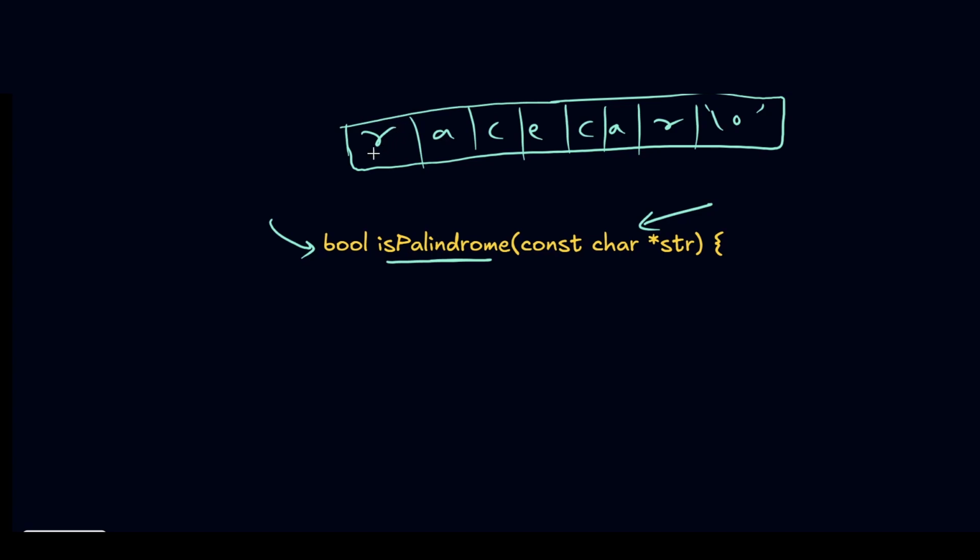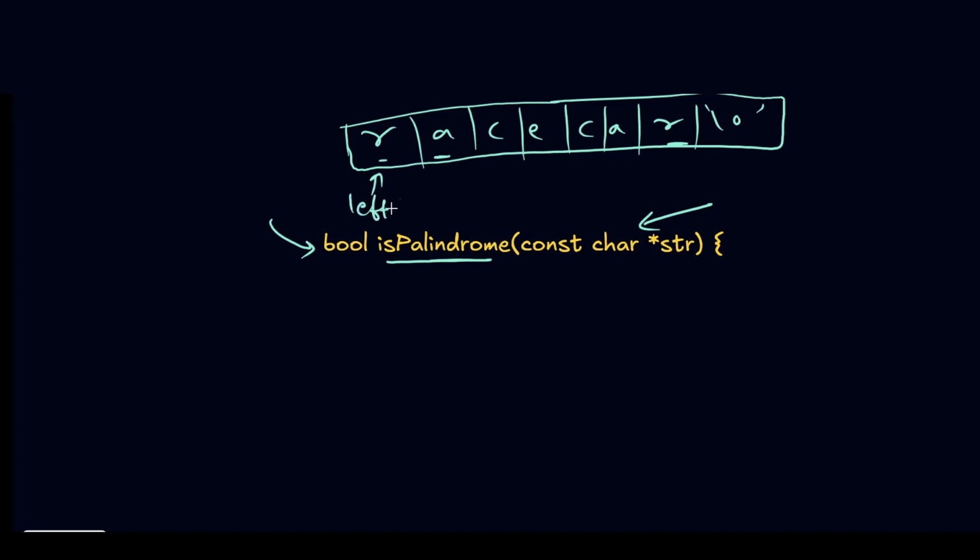How do we find this out programmatically? The logic is very simple. We need to compare the first character with the last character. If it is matching, then compare the second character with the second last character, and so on. If all comparisons are matching, then we know this is a palindrome string. To solve this problem, we will use the two pointer technique.